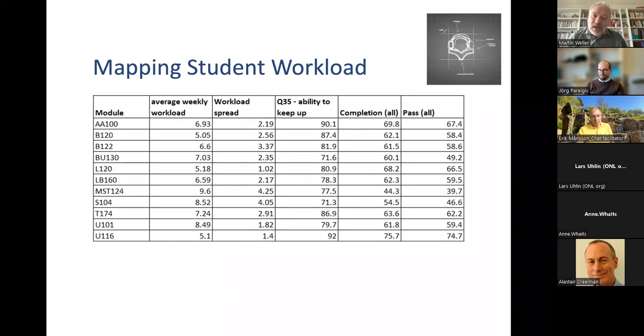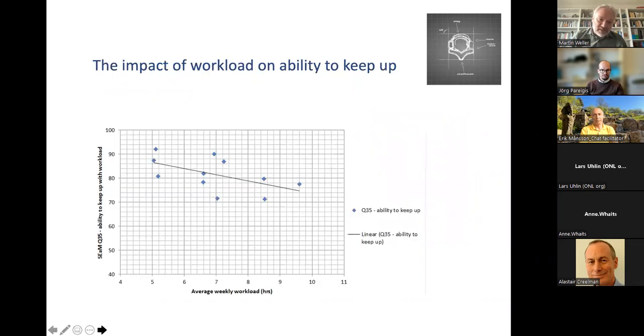And then we began to look at some of the data we had. So question 35 in our survey is the ability to keep up, and so then we could correlate that against workload. We also had the completion rates and the pass rates for people, so we could map performance data against the workload data. I hope this is all making sense.